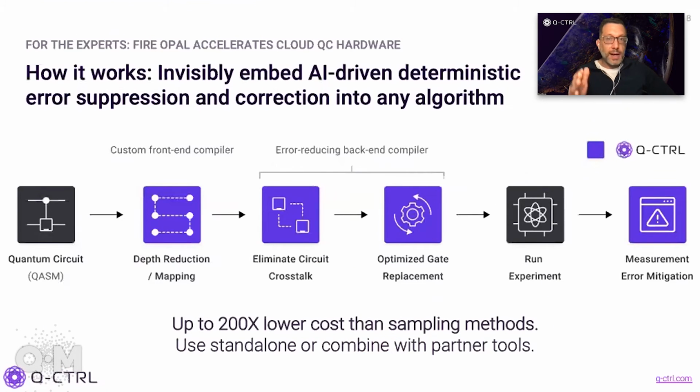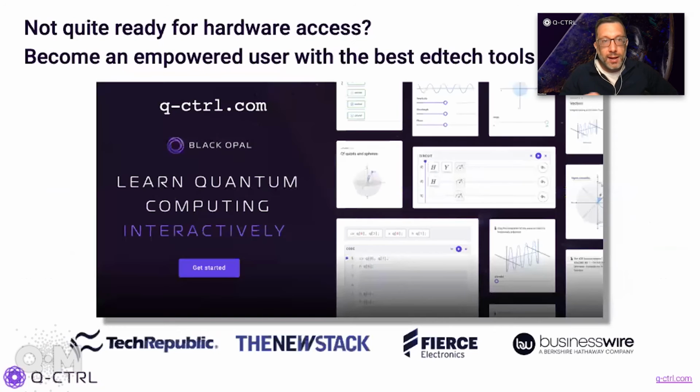Now, for anybody here who's an expert, this is all about automated error suppression at the gate level and at the hardware level. It is exceptionally efficient. It's also 200 times cheaper to run than any of the sampling-based approaches because it is deterministic.